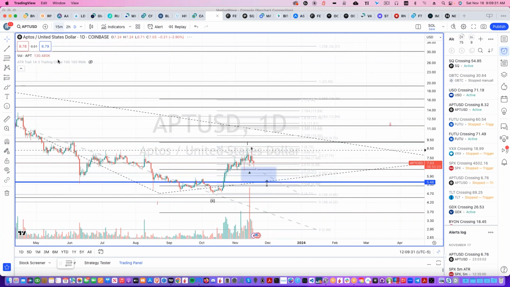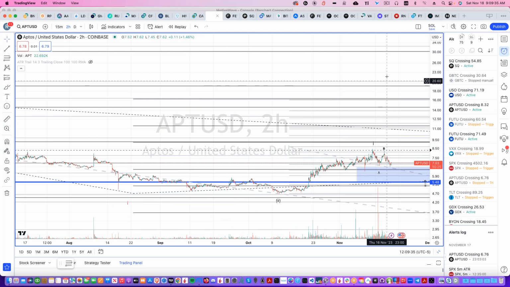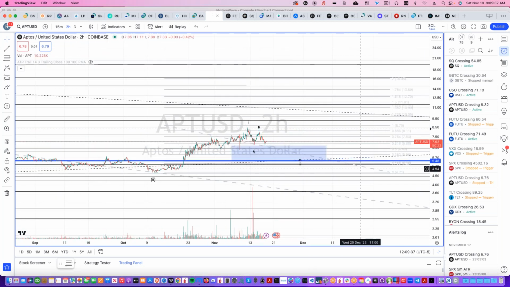But anyway, so I'm going to add that, and I'm going to add a small position, but it does look like it has lower to go, and support is 548.